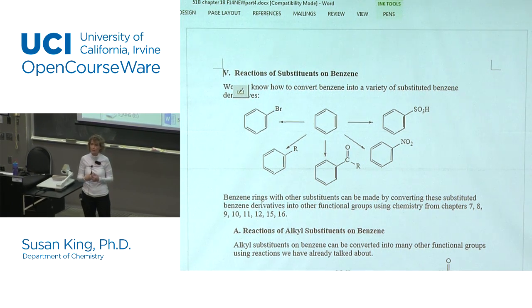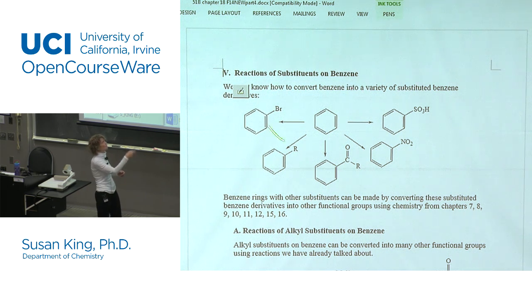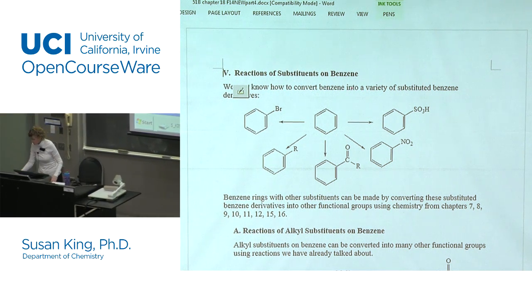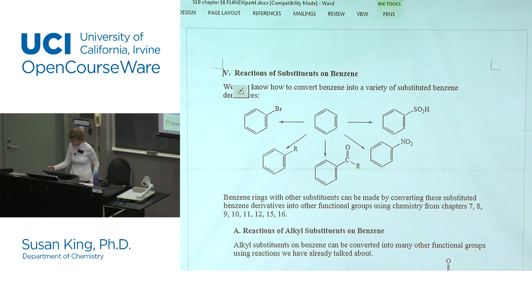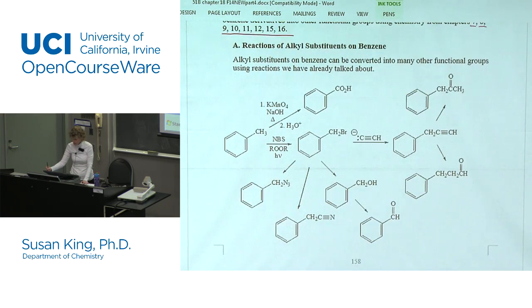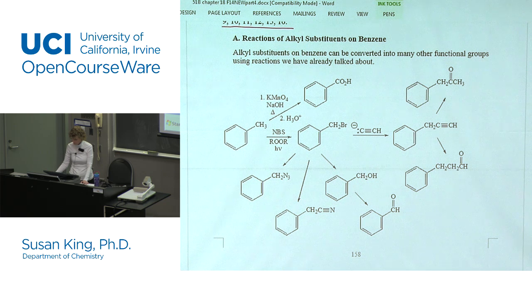If you want to put something more complicated on, you have to put one of these simple things on and then change it to something else. So this is where all of the chemistry that we've already talked about this year comes in. We're going to use the reactions from chapters 7, 8, 9, 10, 11, 12, 15, and 16 to convert those functional groups into what we want. All right, so here are some examples.